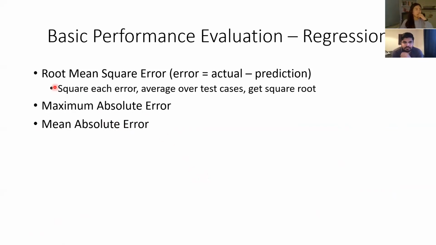So there are very commonly used metrics called root mean square error, or MSE, or maybe maximum absolute error, mean error, absolute error. Yeah, there can be several, but I'll use some of them for our use case, like stock prediction.